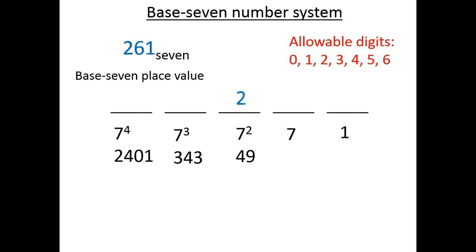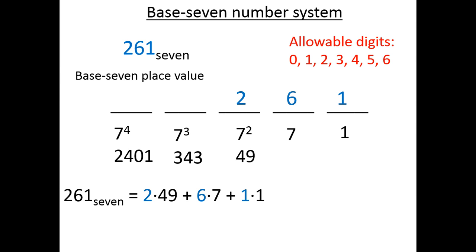Now this number is 261, which means we have 2 groups of 49, 6 groups of 7, and 1 1. So to us, this number would be 141 in our base 10 number system.